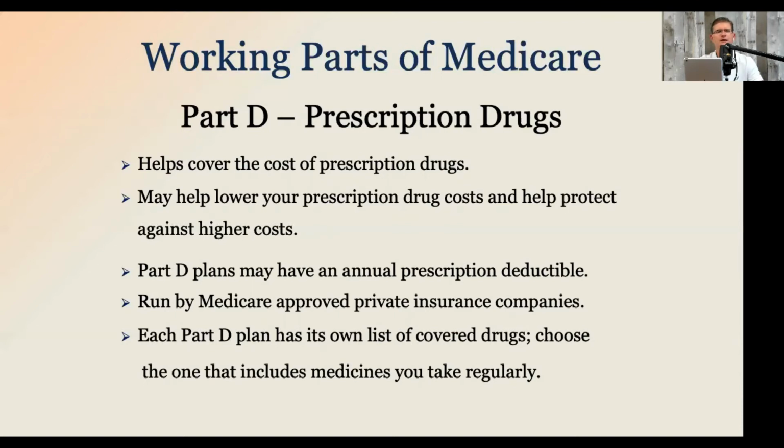Part D is run by Medicare-approved private companies, and there are plenty of them out there to choose your Part D coverage through. Each Part D plan has its own list of covered drugs, so choose the one that includes medicines that you take regularly, and that's very important. When you sit down and look at a Part D plan, you need to see where it falls on their list, where your cost will be, and if it's covered at all. So that's important information to have. When you look at those kinds of things, definitely have a list of your medications, the strength, and how many you take of those per month.